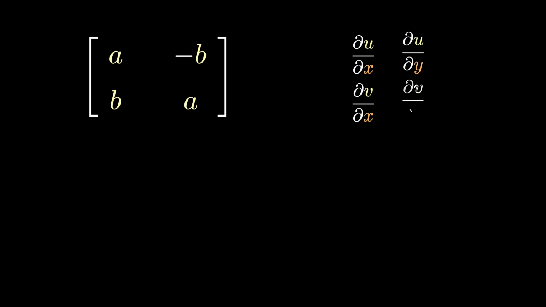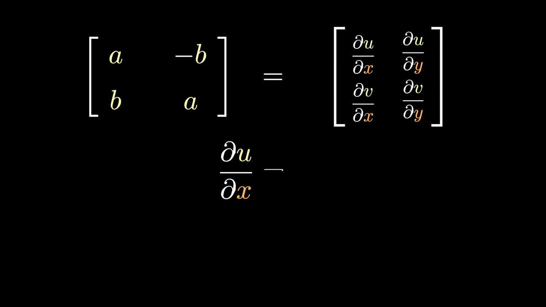Now we're ready to put these two together. We know both the Jacobian matrix and the complex multiplication matrix should be equal. Since the top left of the complex multiplication matrix and the bottom right are a and a respectively, it means that the top left of the Jacobian matrix, the partial derivative of u with respect to x, should be equal to the bottom right of the Jacobian matrix, the partial derivative of v with respect to y.